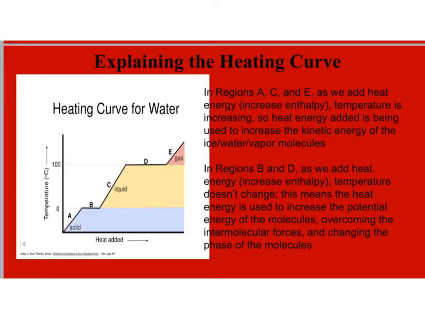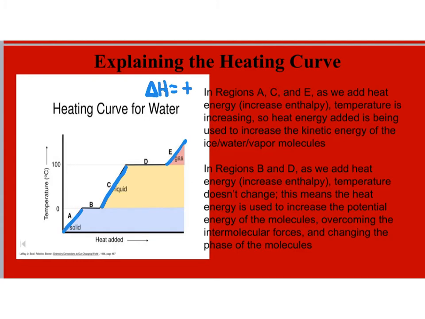In regions A, C, and E, as we add heat energy, so we're increasing enthalpy, delta H is going to be positive. Temperature is increasing, so the energy we're adding is being used to increase the kinetic energy of the ice or the water or the vapor molecules. That's what's going on here, here, and here.